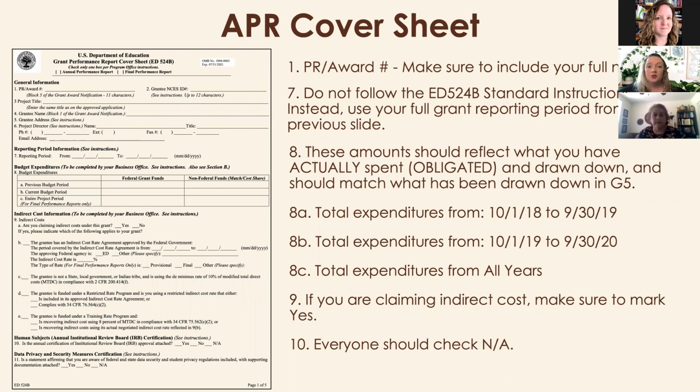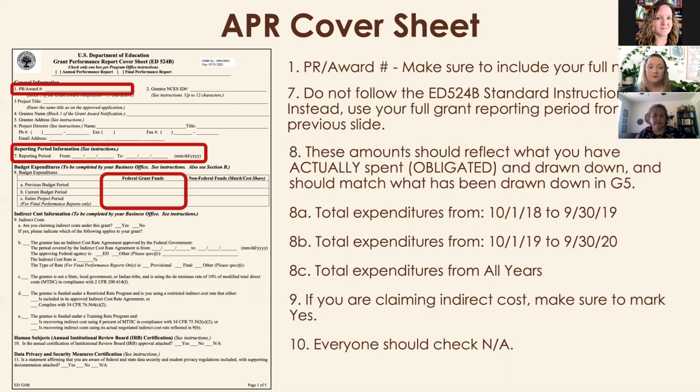What you're going to want to make sure of as you're looking at this is that you have your PR award number on here and that it's for the actual grant that is ending. So if you have a new grant, you may be thinking about that PR number a lot right now. Make sure you're using the correct PR number. Also, make sure as you go down that you're going to be using the reporting period from that previous slide. So use that full grant reporting period that we were just talking about, from the first day to the last day of your full grant period.